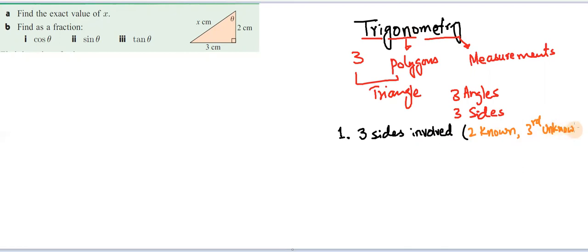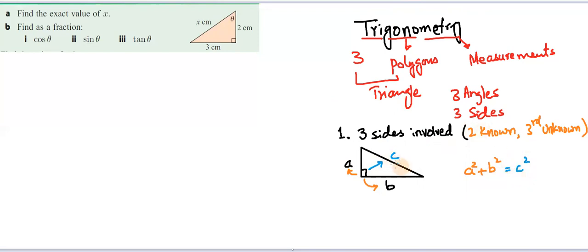In that case, your simple way out is the Pythagoras rule. The Pythagoras rule states that the sum of the two smaller sides, in this case A and B, the ones which are connected to the 90 degrees, these are the smaller sides, their squares added is equal to the biggest side. And I'm going to label the biggest side as C. So the sum of two small squares is equal to a bigger square.